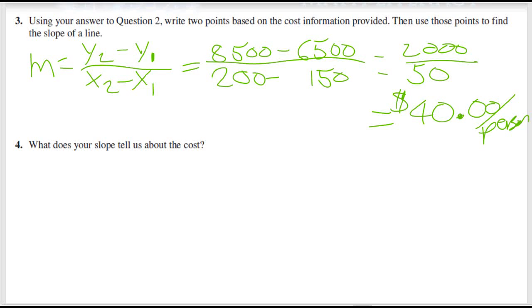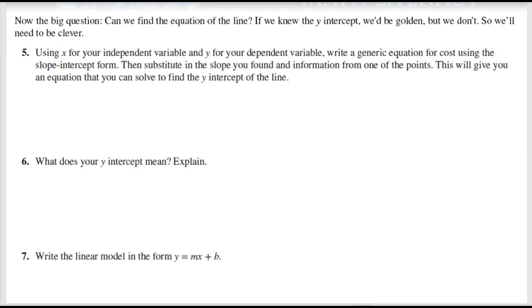I kind of gave away the answer to question 4 when I was talking about the slope for question 3. What does the slope tell us about the cost? It tells us how much it costs for one more person, or the cost per person. Okay. Go on to question 5 and restart the video once you've answered question 5. All right.